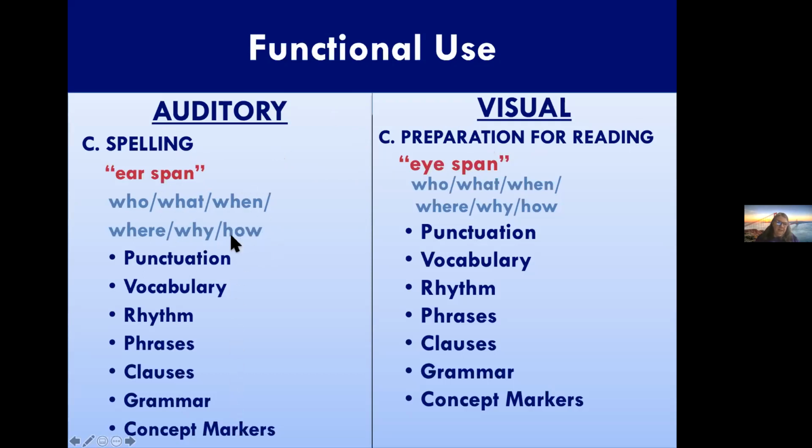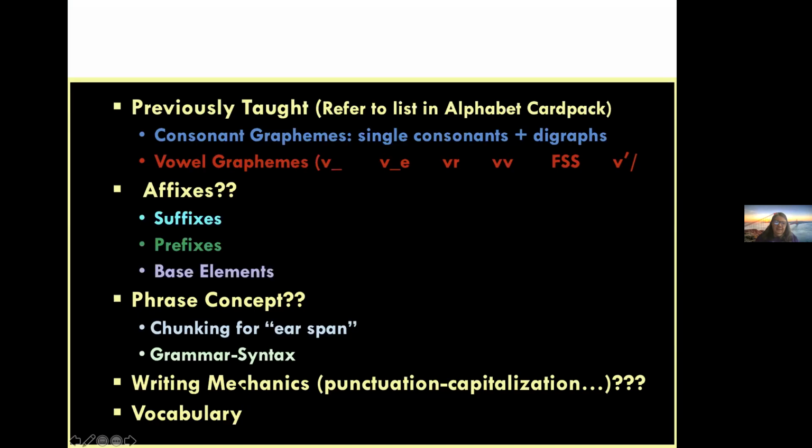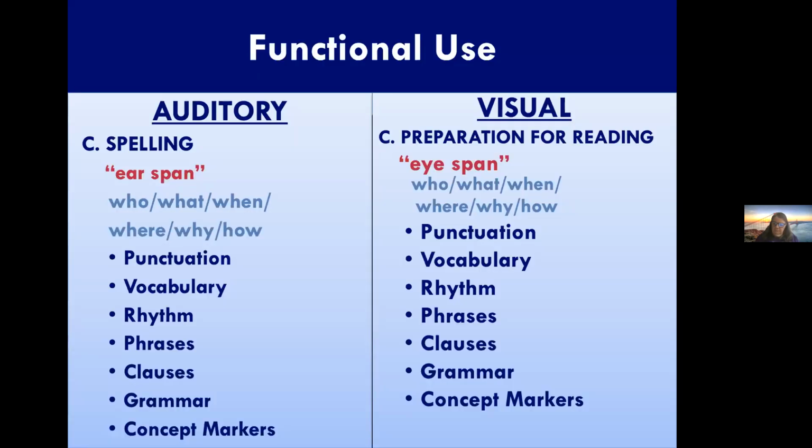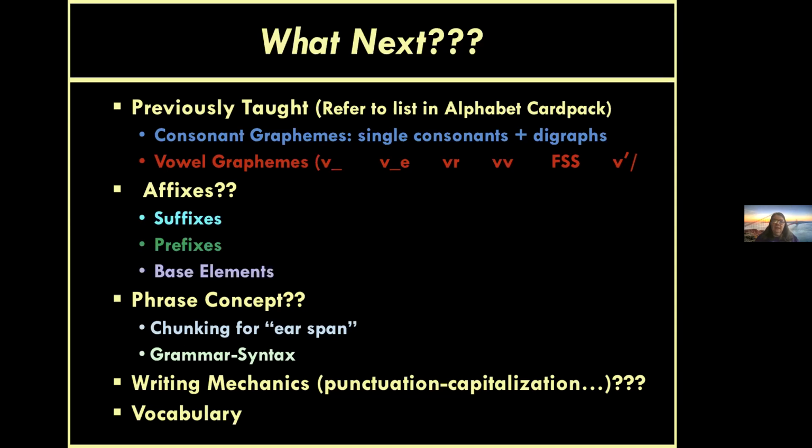So think about these aspects and then think about now, what next? So think about that lesson, that review lesson. That student was reviewing concepts that had been previously taught. And the list in the alphabet card pack gives you an idea. Certainly it gives you the consonant graphemes, the single consonants and the consonant digraphs. It gives you the vowel graphemes and the types. And does it list the affixes that have been taught?